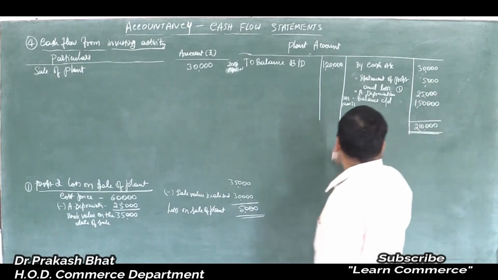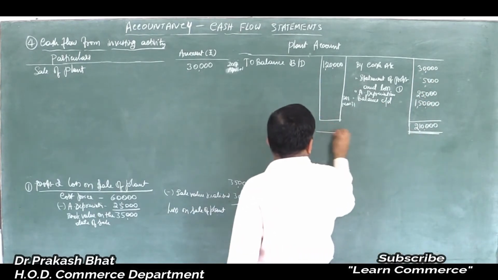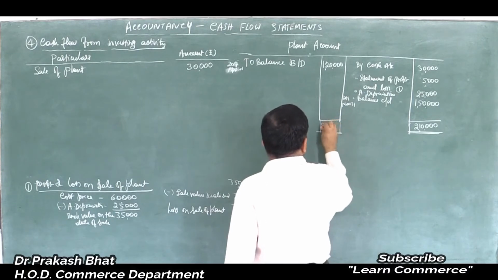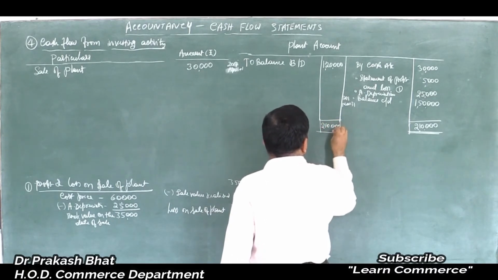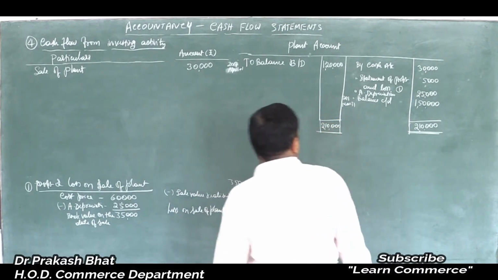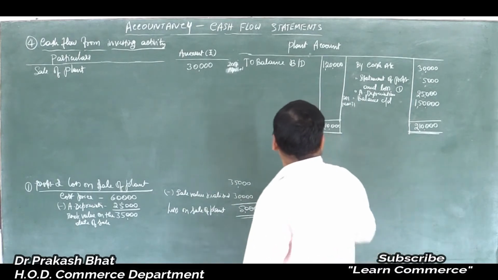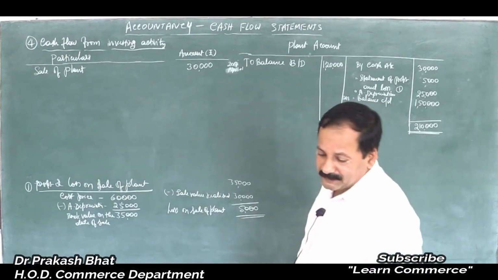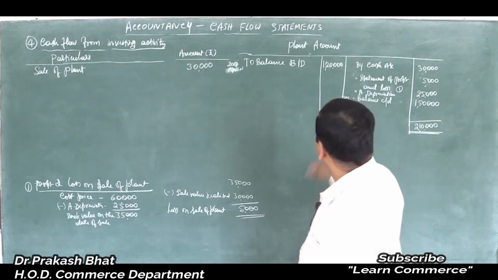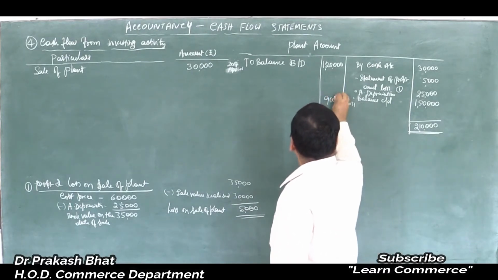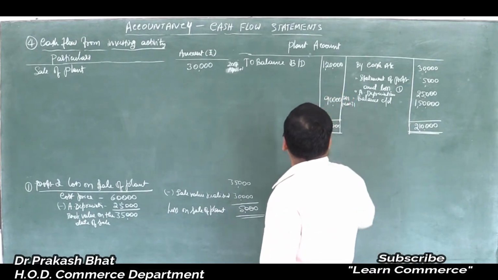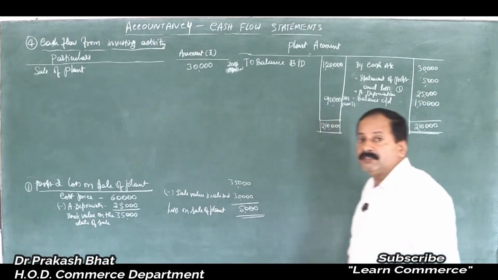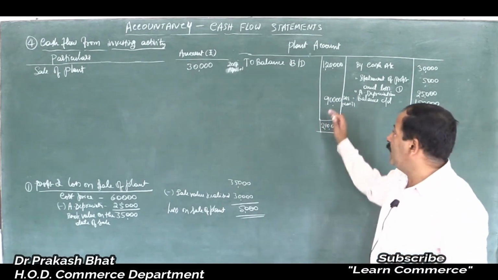Yes. Write the same total on the other side: 2,10,000. Find out the difference now. Isn't it? That itself is the machinery, that is, the plant purchased during the year. How much is the difference? 90,000. So we have bought plant worth rupees 90,000 during the year. Additional purchase of plant during the year.